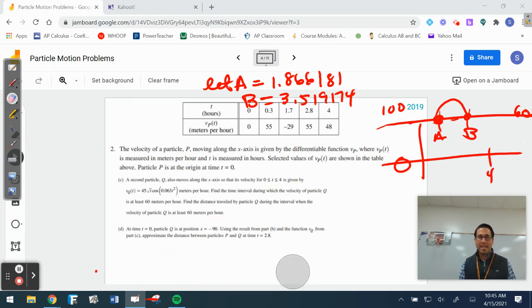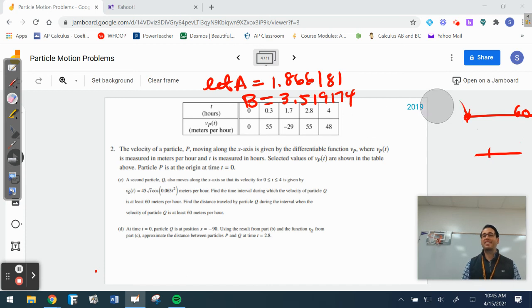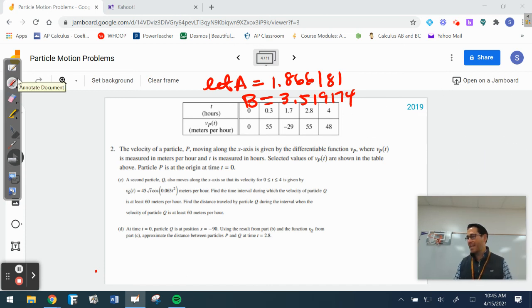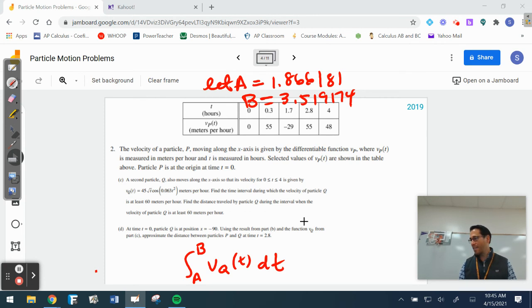And then what does it ask? It asks for the distance traveled. Well, if I want to know the distance traveled, right, class? That is simply displacement. So that would just be the integral from A to B of this Q function right here. All right. And then that gives me an answer. They have using the absolute value there, but I don't have to use the absolute value, right? Because it's all above. Okay.